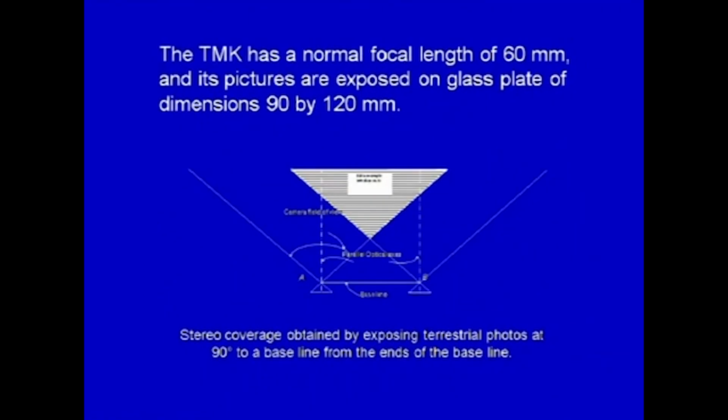So, in this particular diagram we can see that the optical axes of the phototheodolite have been kept perpendicular to the baseline, and the hatched area as a matter of fact provides stereoscopic vision, or measurements can be undertaken in this particular region. The TMK phototheodolite has a normal focal length of 60 mm and its pictures are exposed on glass plates of dimension 90 by 120 mm.